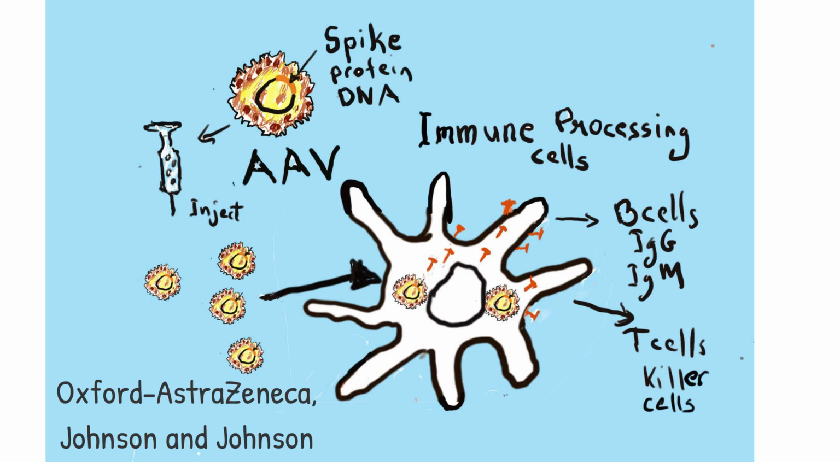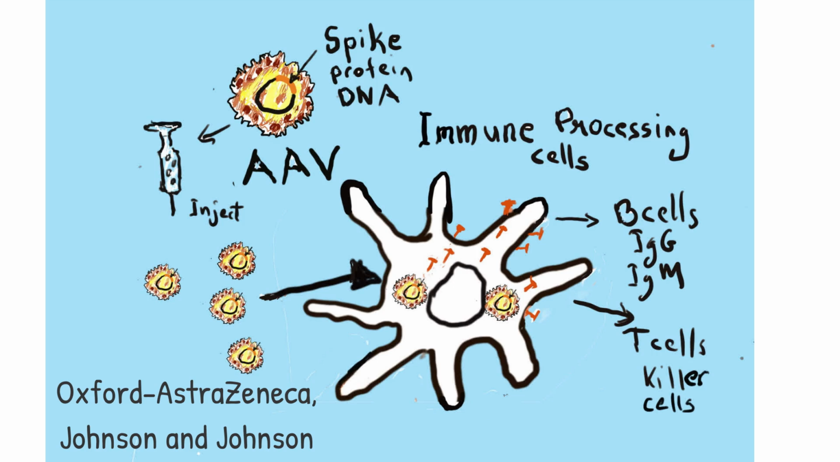it invades immune processing cells, where it generates messenger RNA for the spike protein that in turn guides the synthesis of the spike protein. Once synthesized, the protein migrates to the cell surface where B and T cells generate antibodies and program cells to kill the SARS CoV-2 virus.